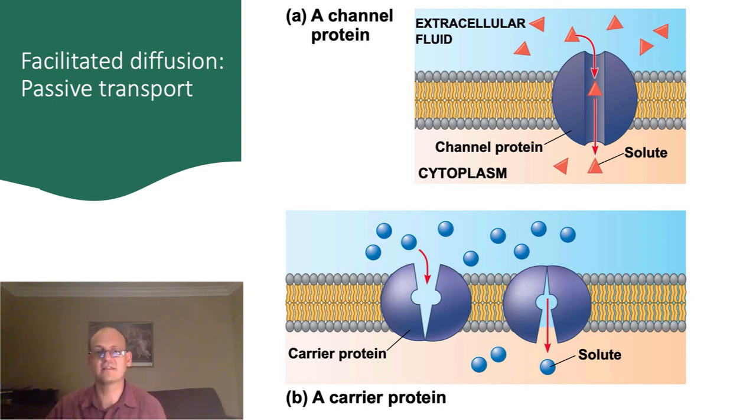In contrast to the static channel proteins, carrier proteins are much more dynamic. In order to transfer a solute molecule from one side of the membrane to another, carrier proteins must bind or somehow interact with the solute molecule in order for them to pass through the membrane. When a carrier protein binds a solute molecule, it changes its shape in order to allow it to be released on the other side of the membrane.